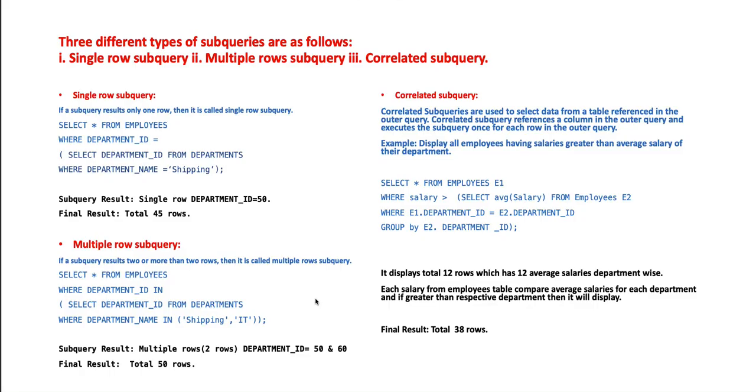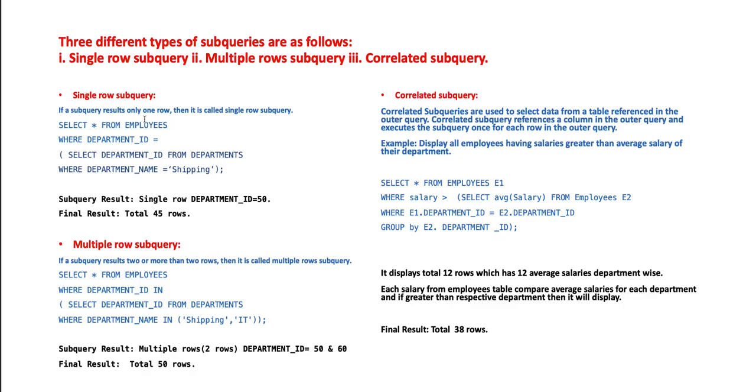Three different types of subqueries are as follows. Number 1, single row subquery. Number 2, multiple rows subquery. And number 3, correlated subquery. Let me expand one by one with code. First one, single row subquery.